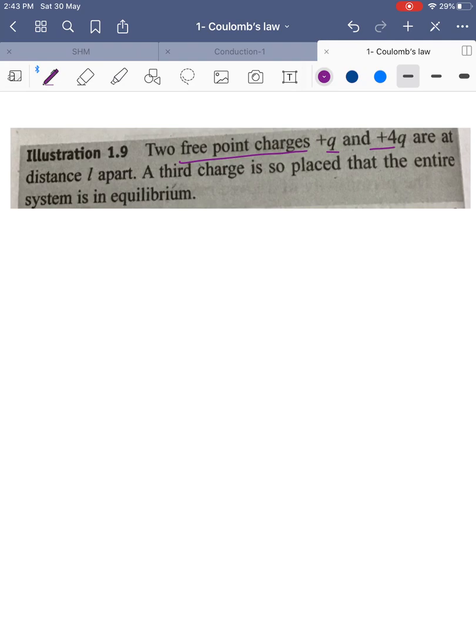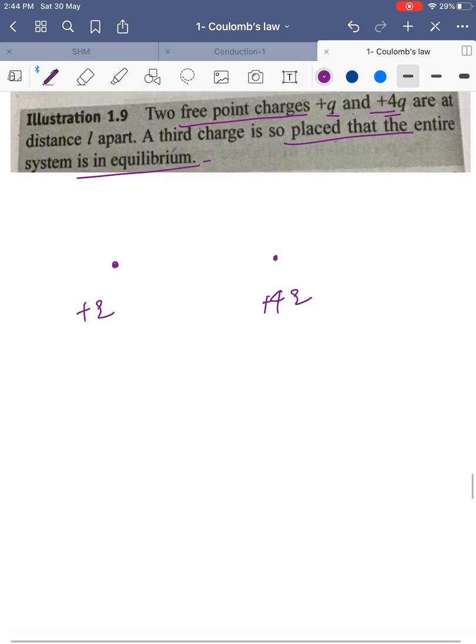Q and plus 4Q are separated. What are the values? Q and 4Q. Both have the same signs, plus and plus. And a third charge is so placed that the entire system is in equilibrium. The questions that can be raised: where should I place the third charge, and what is the magnitude of the charge?